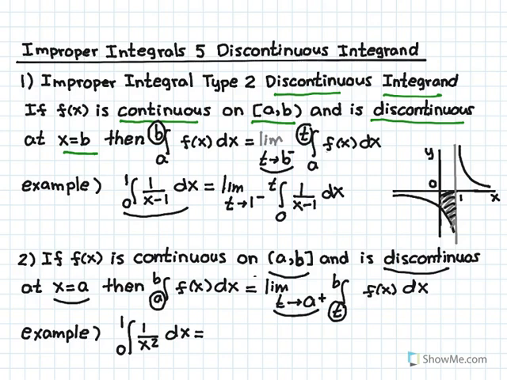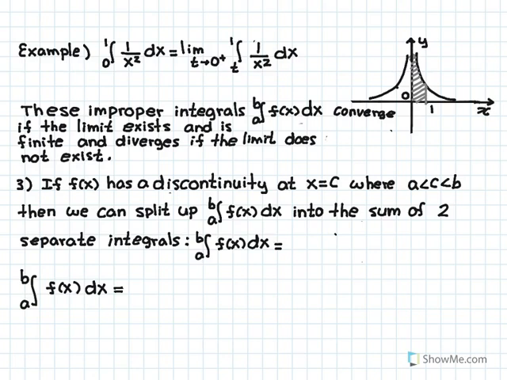As an example, the integral from 0 to 1, 1 over x squared dx, that's going to be equal to the limit as t approaches 0 from the plus side of the integral from t to 1, 1 over x squared dx. So going over this example again, that is this area here. The improper integral corresponds to the shaded area that you see here from 0 to 1.